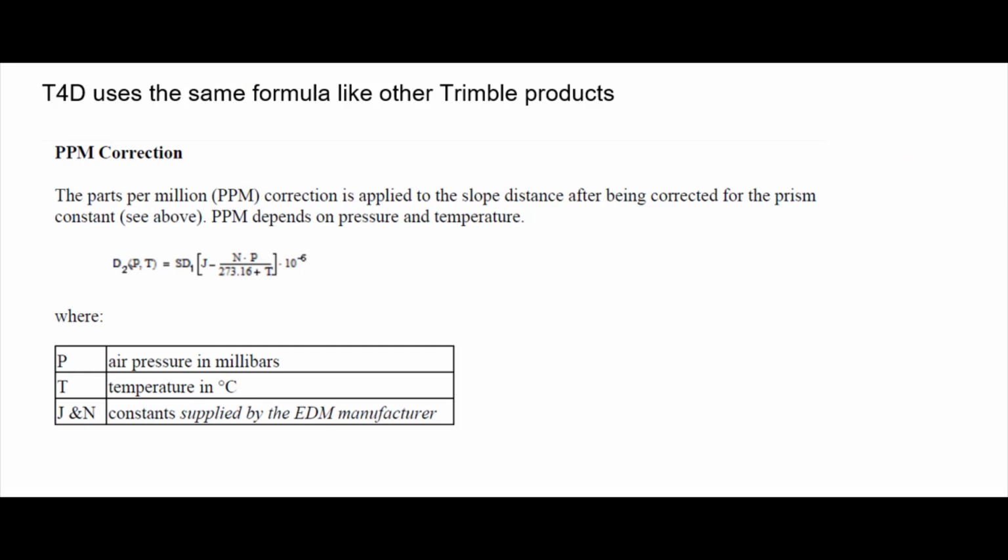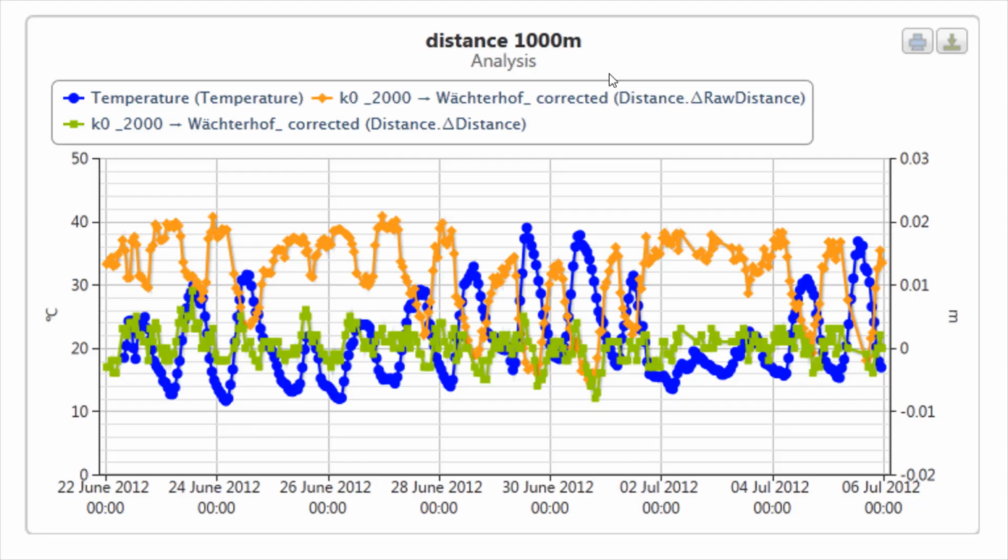T4D uses the same formula like other Trimble products for the ppm correction. With the target raw sensor in T4D Web, the distance correction can be visualized by adding the temperature sensor here in blue, the raw distance and the corrected distance into one analysis chart.